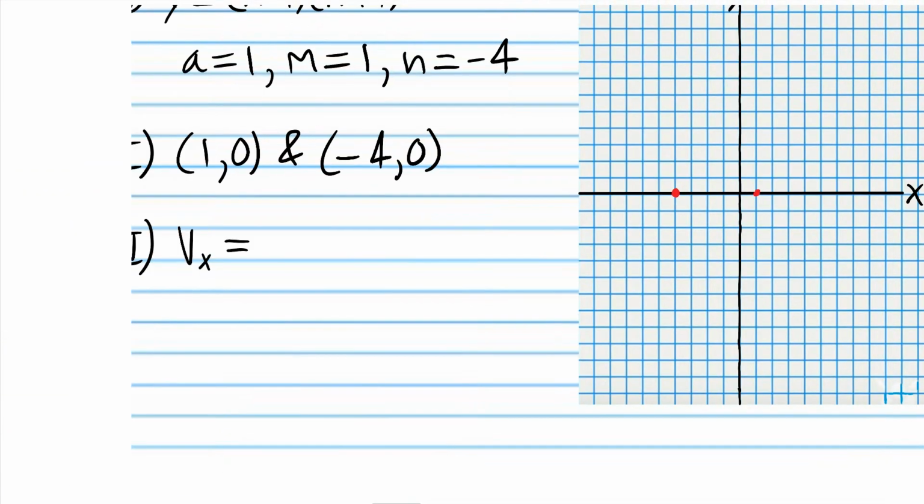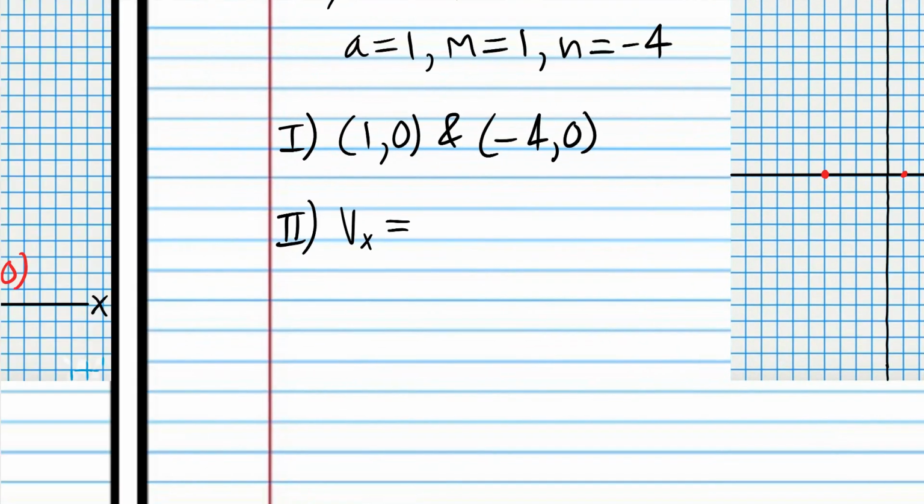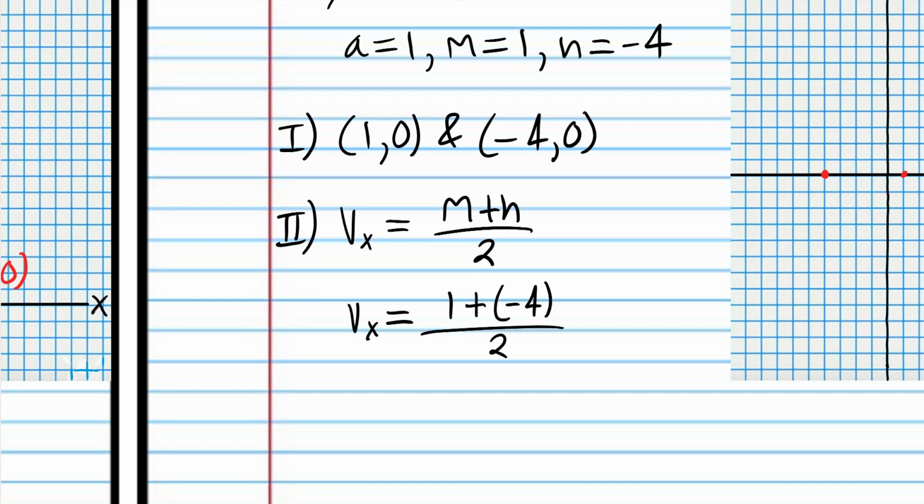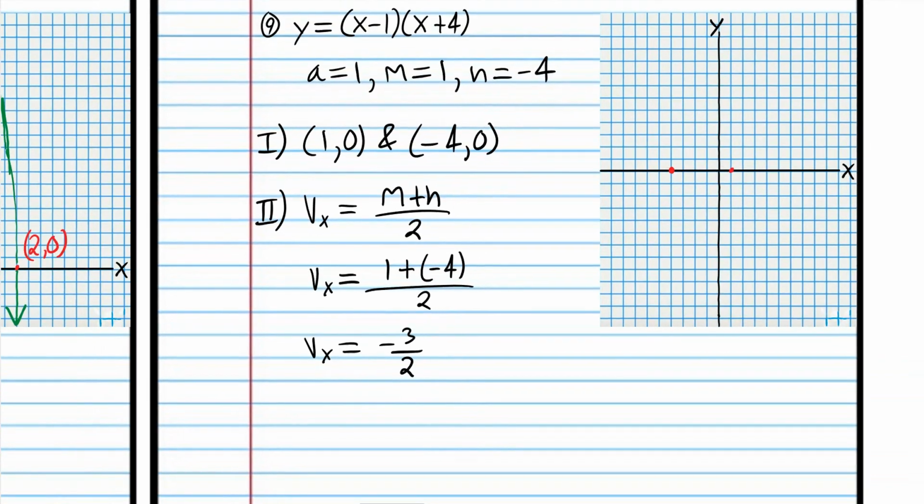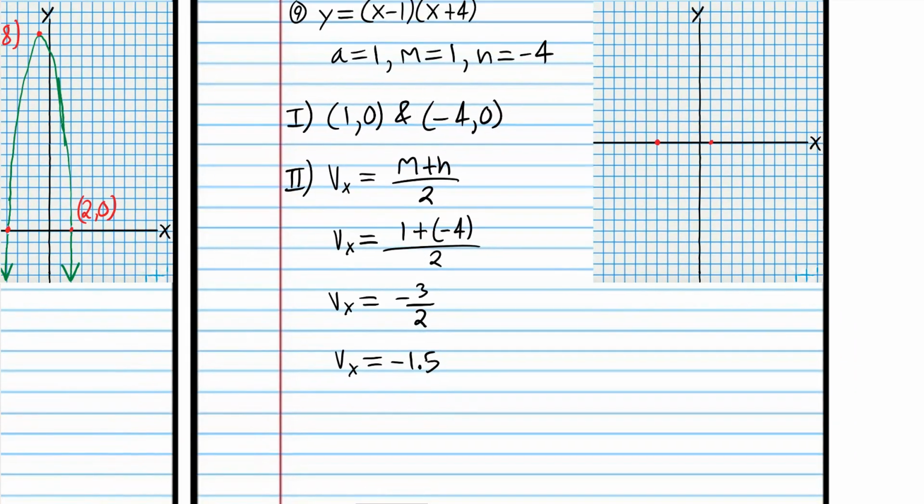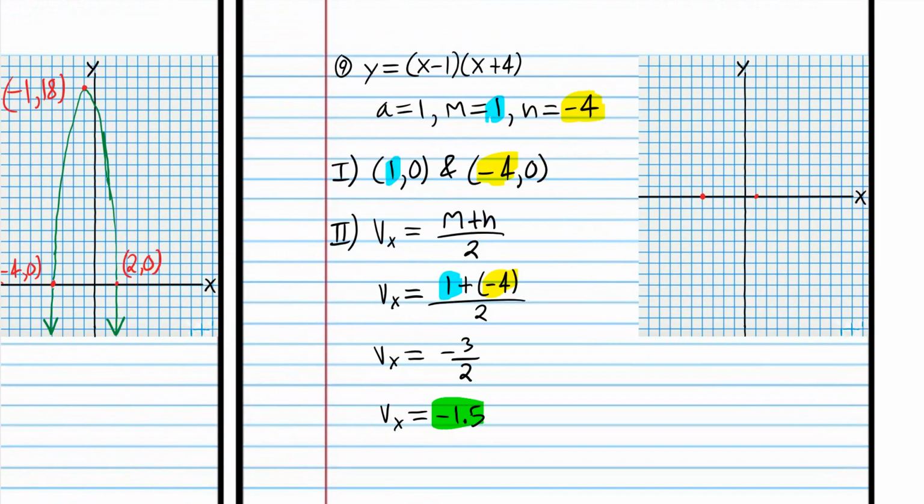But just to confirm that, we're going to use that formula to find the x value of the vertex. And now we're going to plug in m is equal to 1, n is equal to negative 4. So the x value of the vertex is equal to negative 3 over 2. And you can write it as a decimal if you want. It doesn't really matter. And now we have the x value of the vertex.